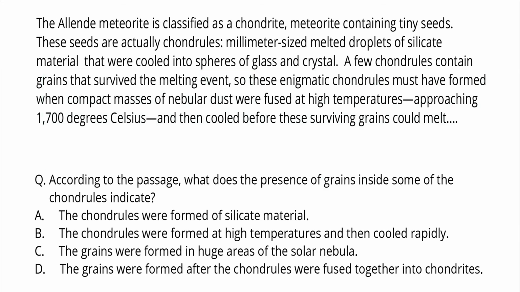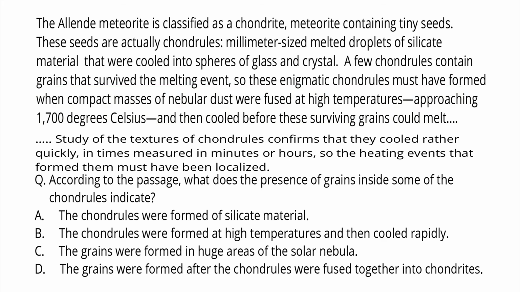A. The chondrules were formed of silicate material. The passage says, these seeds are actually chondrules, millimeter-sized melted droplets of silicate material. So A describes a true fact, but it does not answer the question, which is, what does the existence of grains inside chondrules imply? B. The chondrules were formed at high temperatures and then cooled rapidly. B corresponds to what we found in the passage, so is the correct option.